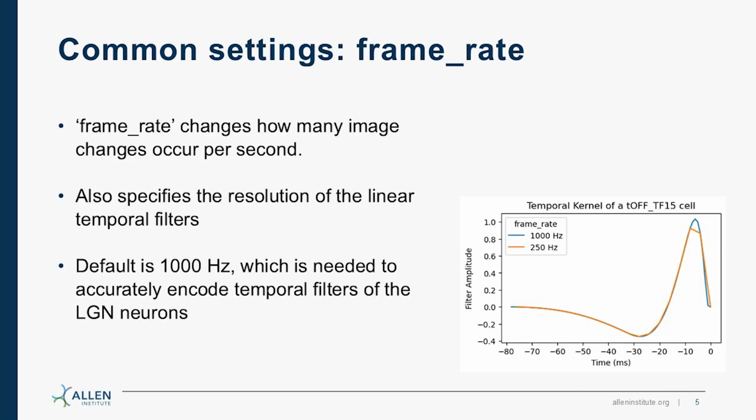Then some common settings, or things you want to know when using this FilterNet model. The frame rate is really important. The default setting in the model is 1,000 frames per second, and this is important, even though it seems really high, because the temporal properties of the thalamic cells, or cells in the LGN, are very precise temporally. You'll notice that if you use a 250 hertz frame rate versus 1,000 hertz, you'll get much faster performance, but you're missing a little bit of temporal fidelity. So that's just something to know.